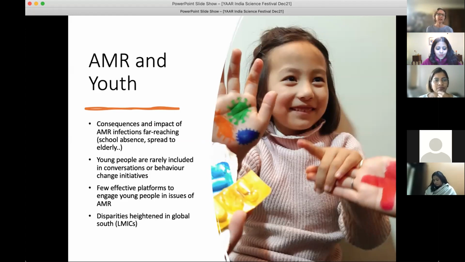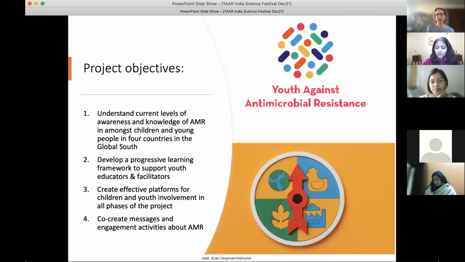And when they are involved, it's mainly to be recipients of knowledge rather than involved in acting against AMR. And what we found is that this disparity and not involving youth is even greater in the global south. So a group of us were approached by the Wellcome Trust to run this project. We called it the Youth Against Antimicrobial Resistance, or YAAR.